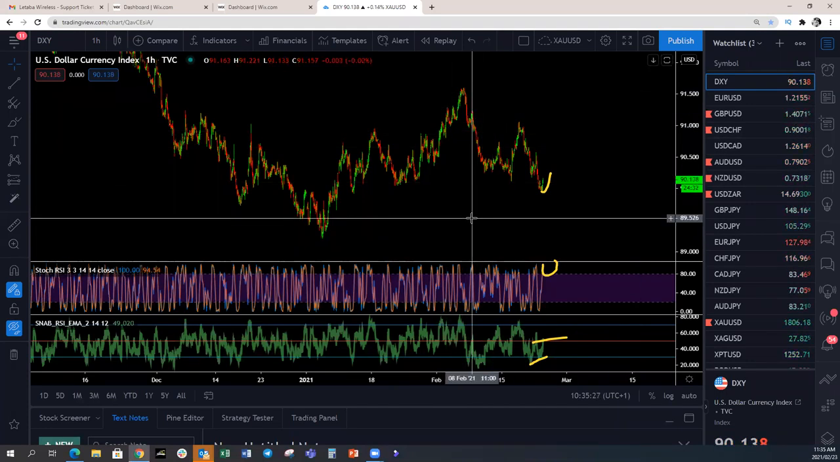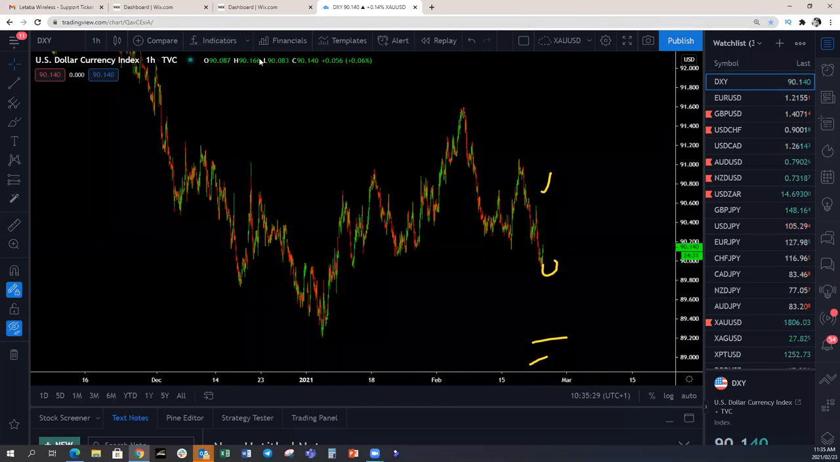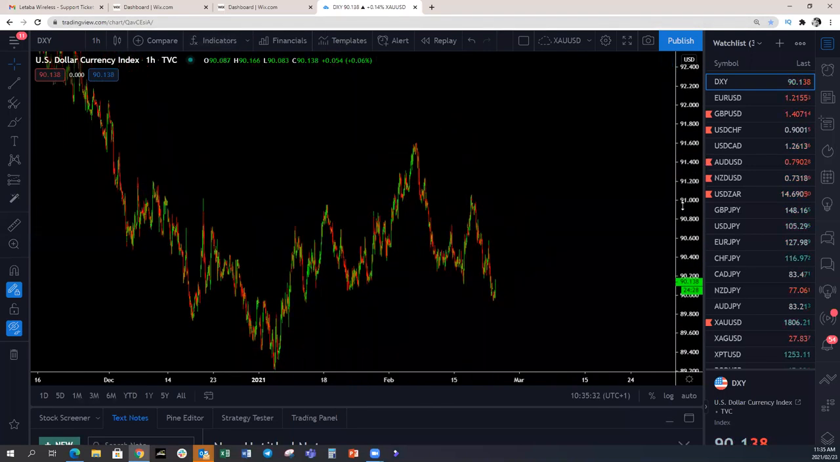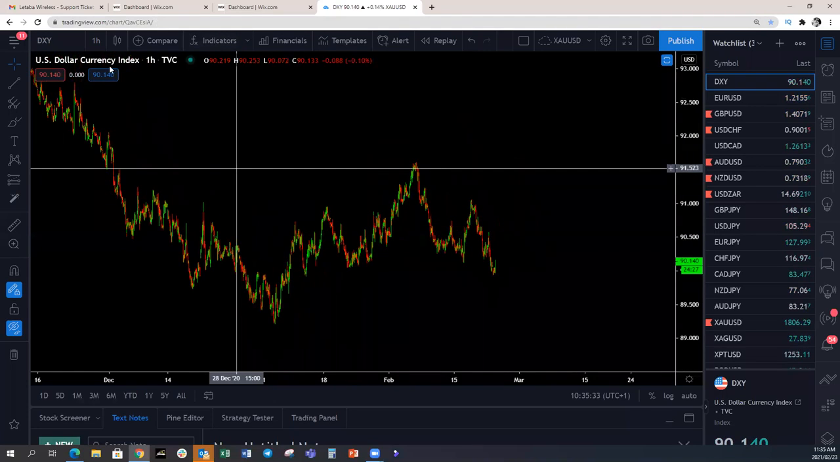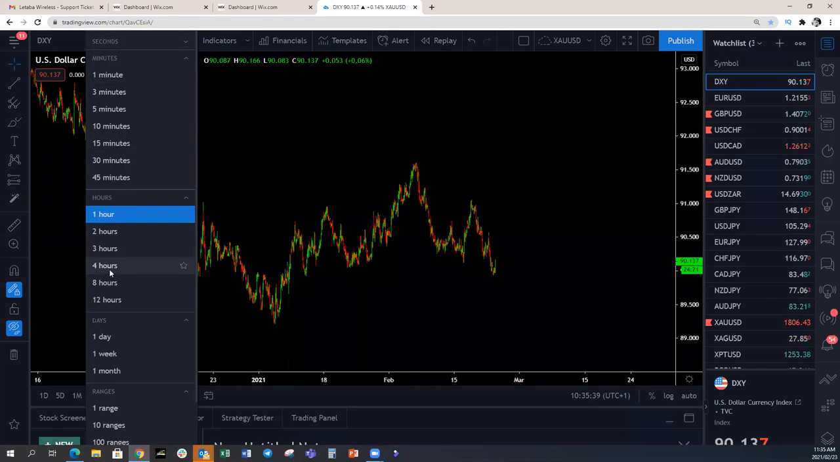So let's see. Let's have a look here on the lower degrees. It looks like we're going to have a bit of a bounce here on the DXY. How far will that go? Let's see the 1 hour. We're actually on the 1 hour. Let's have a look on the 4 hour.